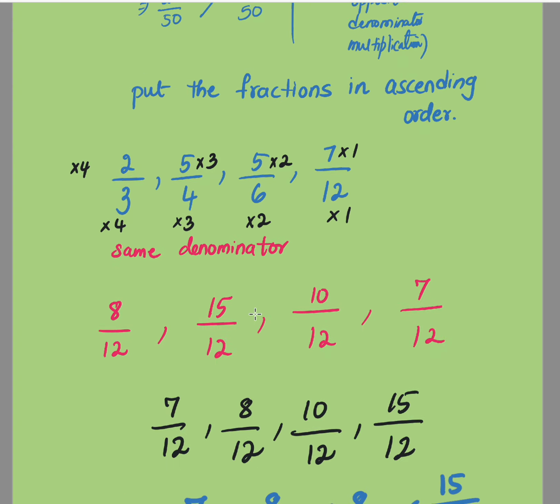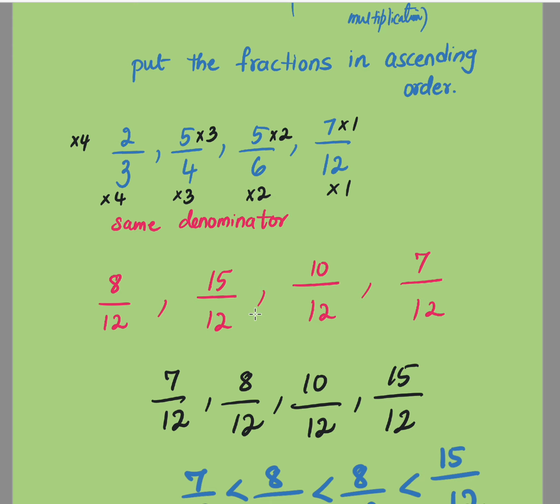Now let's take a look at this one. This question is asking you to place the fractions in ascending order. Ascending order means from small to big, right? And your original fractions are given in blue: 2/3, 5/4, 5/6, and 7/12.